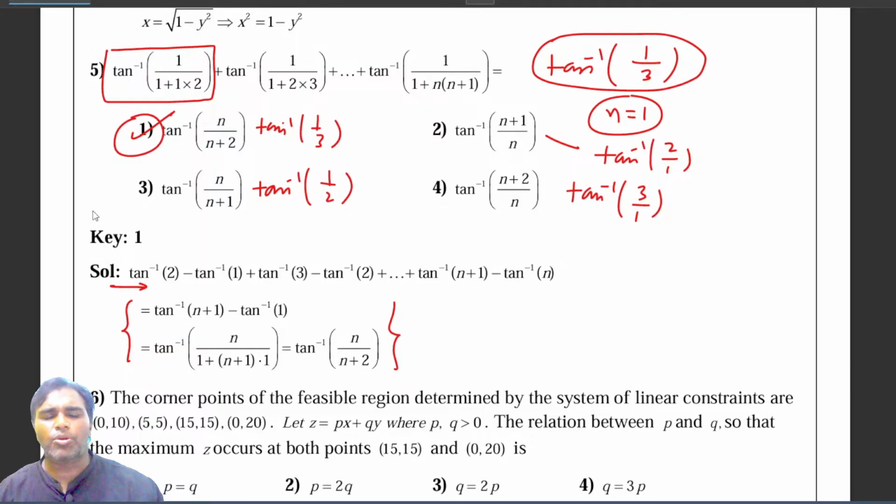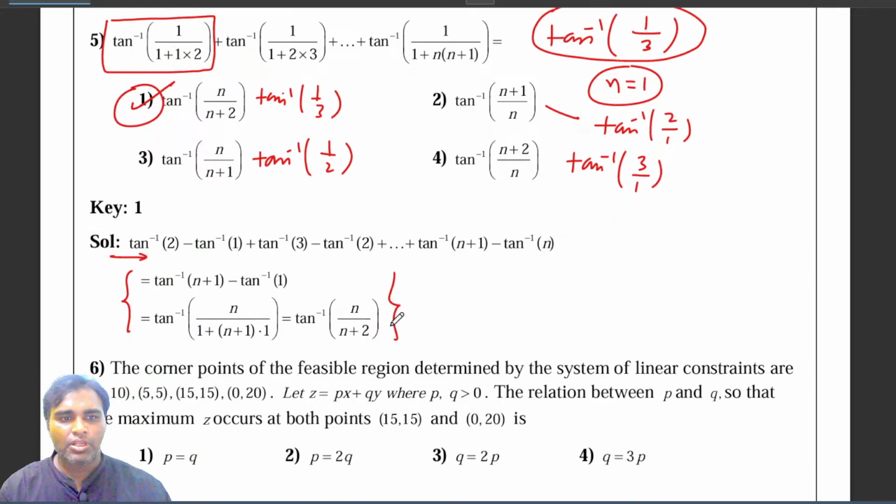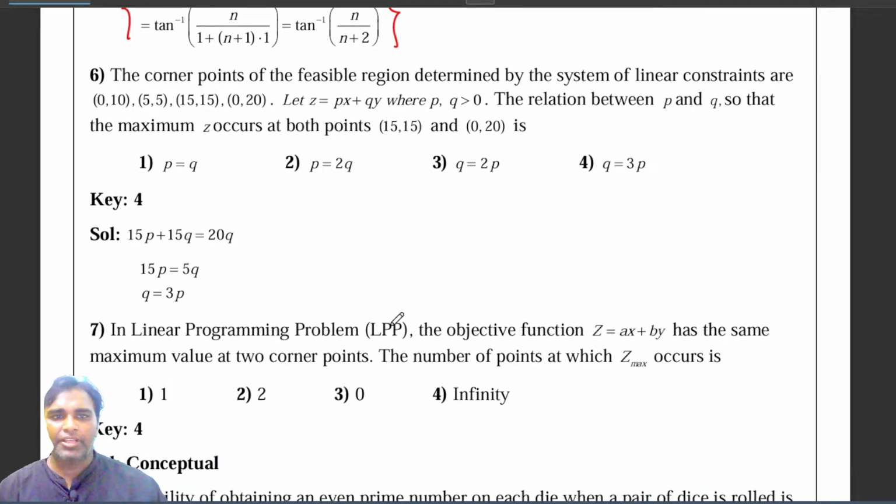So, a very easy problem, only 15 to 20 seconds, and we can solve this with a good level of confidence. Clear? So far 5 questions are done. Let's come to the 6th one, LPP. Again a question from LPP.